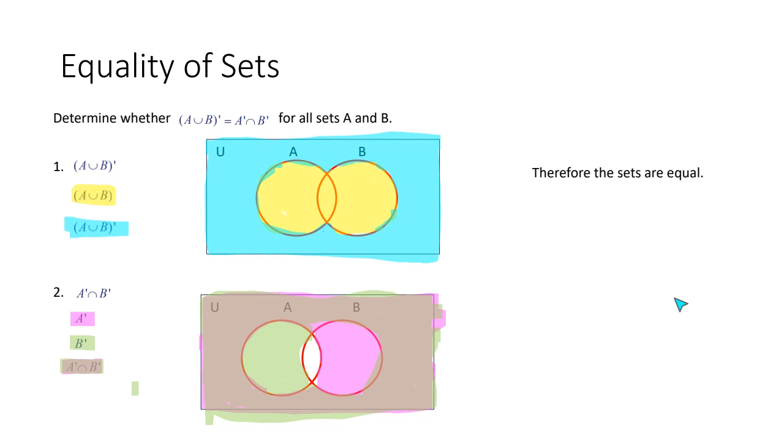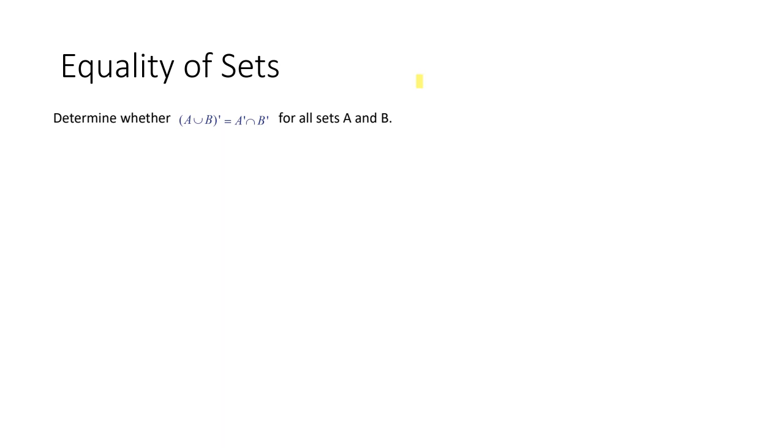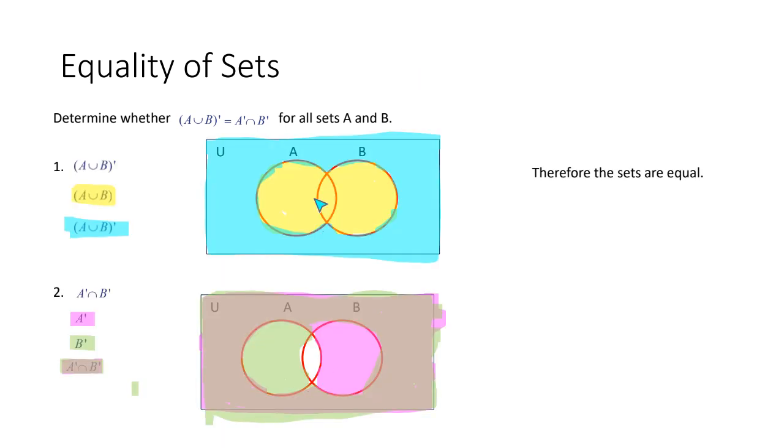Now, the problem with the highlighting is that you have to keep track. You can make a mistake. So another way that I'm going to show you is without using the circles. Well, you kind of will use the circles, but not quite.